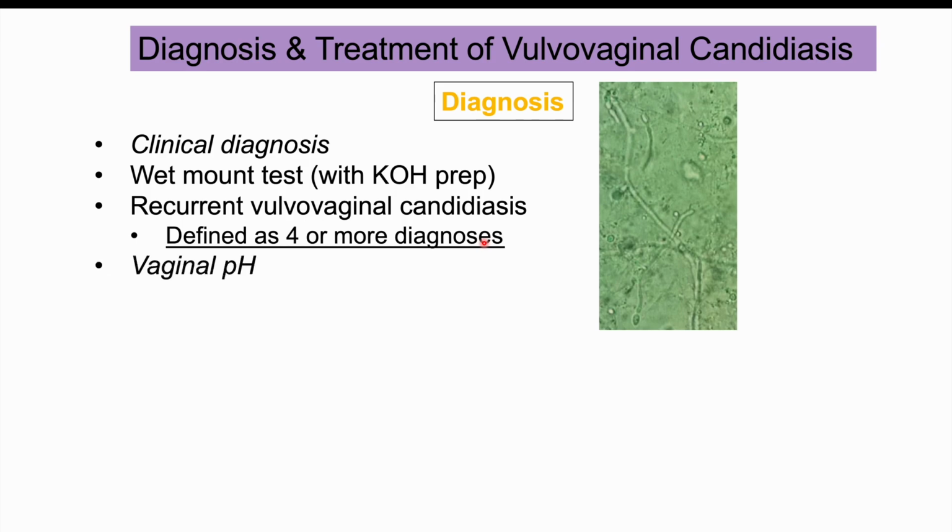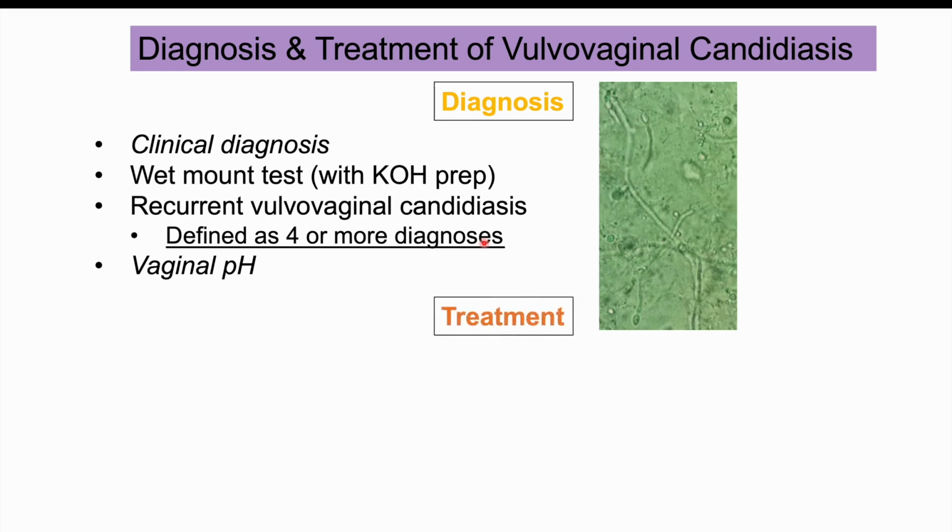Now, some clinicians may assess the vaginal pH. The vaginal pH in vulvovaginal candidiasis is not going to increase. So this is going to be different than other vaginal conditions like trichomoniasis or bacterial vaginosis, where their vaginal pH is going to be above 4.5. But in vulvovaginal candidiasis, it's going to often be below 4.5. So this can be a way to rule out those other conditions if there's any thought or suspicion that they may have trichomoniasis or bacterial vaginosis.